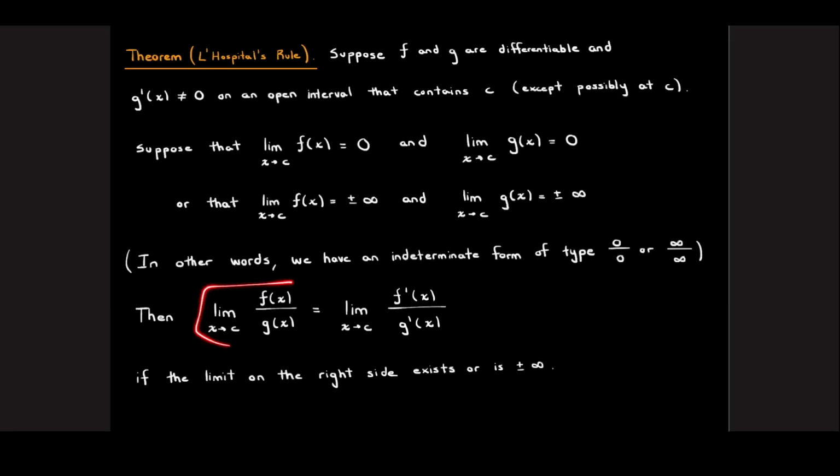It's really that simple. To evaluate this limit, we can consider a brand new limit where you differentiate the top and you differentiate the bottom, and you see if this limit exists. Okay, and this is also important. For L'Hopital's rule to apply, the limit on the right-hand side must exist. So this should be a real number or it should be plus or minus infinity. Be very careful with that, because if at the end you get some oscillating function like sine x or cosine x where the limit doesn't exist, then all bets are off.